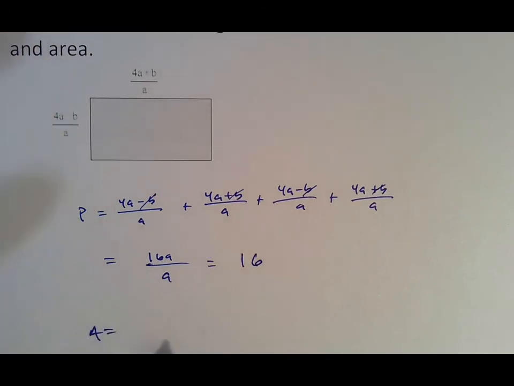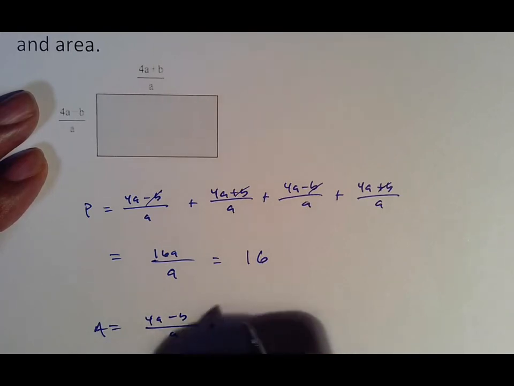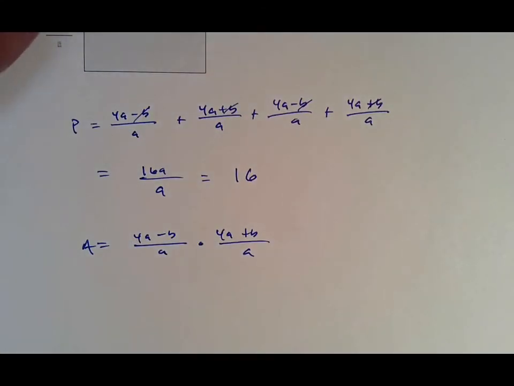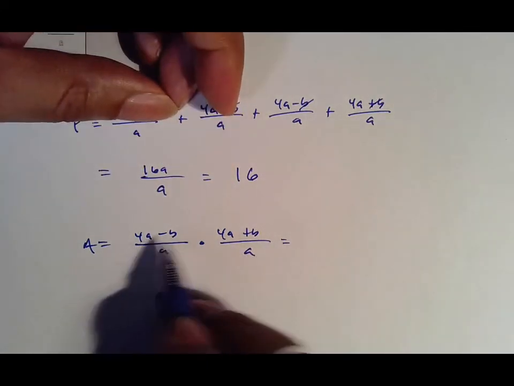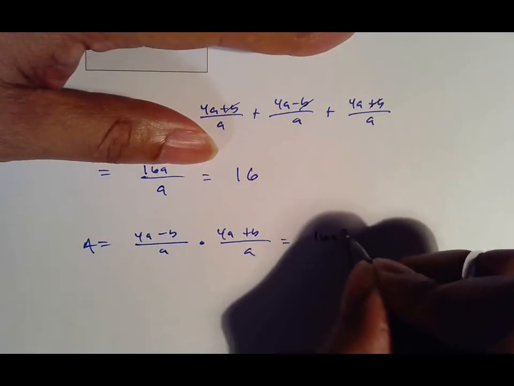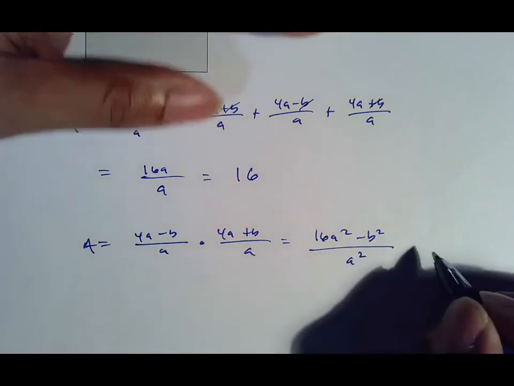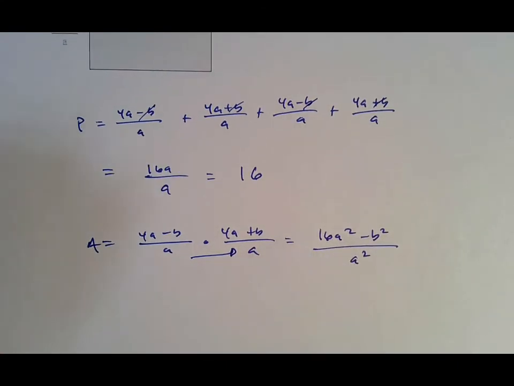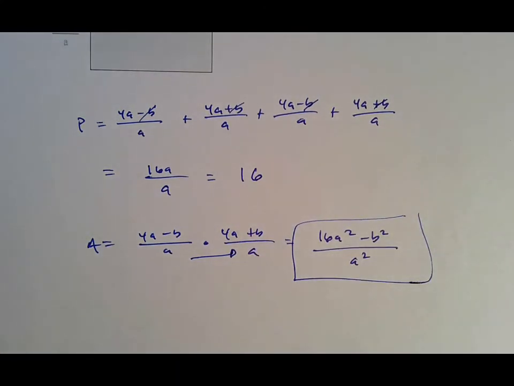The area, if you remember, is length times width. That means it is 4a minus b over a times 4a plus b all over a. There's nothing to cancel. So therefore, we have to actually multiply this out. Keeping in mind those are conjugates, remember the rule for conjugates is that the middle term cancels. You end up with 16a squared minus b squared all over a squared, because a times a is a squared. I cannot touch the a squared because this is all part of a married group. That would be your area.